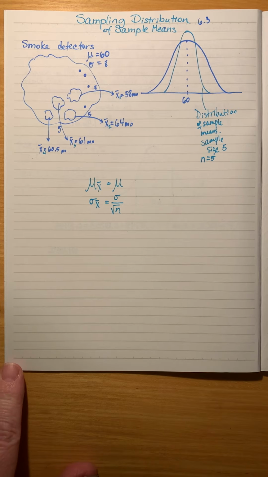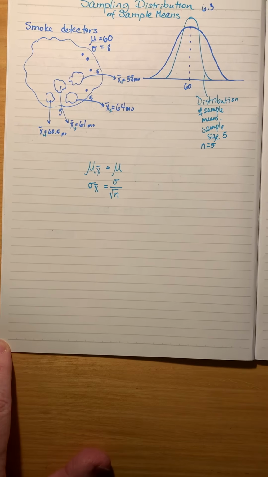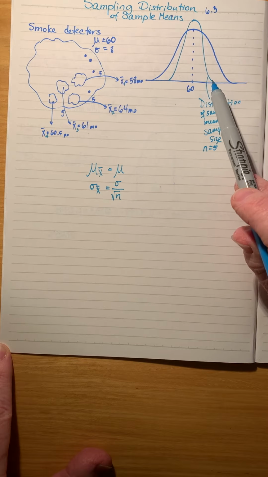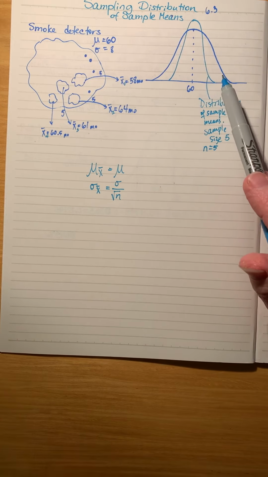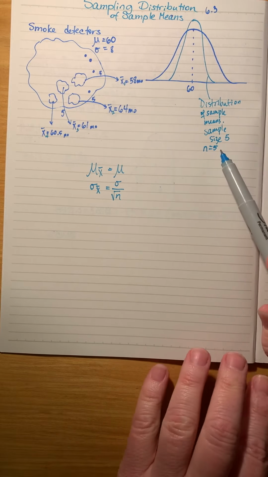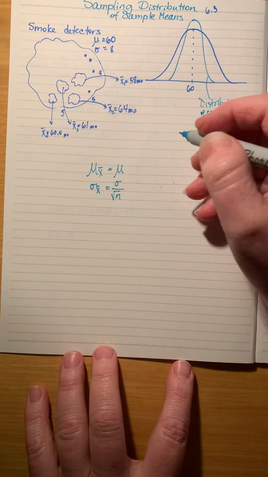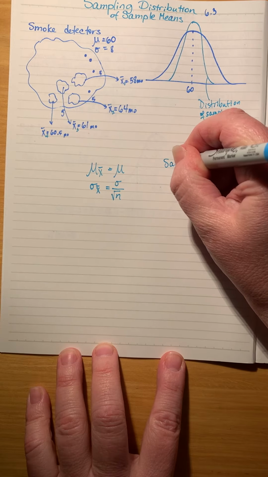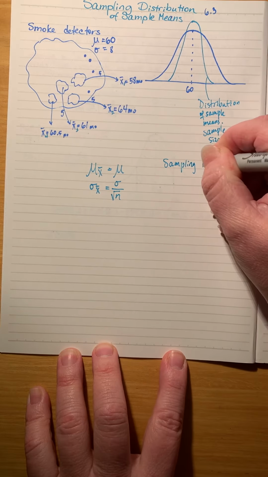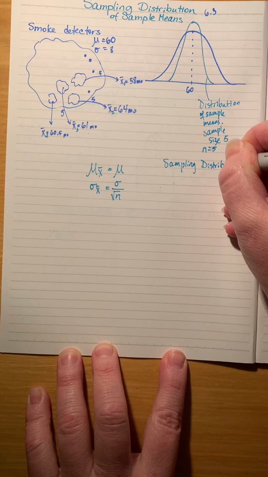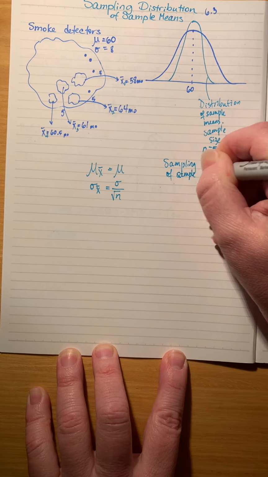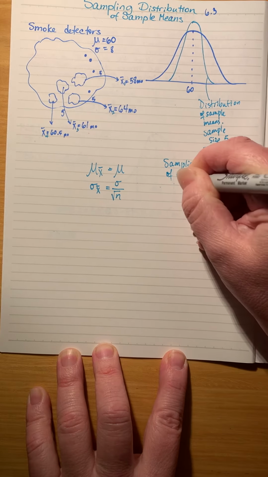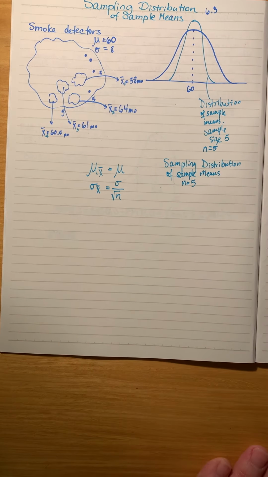Now let's look at the example that we've been working with, the smoke detectors. Let's see what the parameters are going to be, what the mean and the standard deviation, or the standard error, of these samples of 5 are going to be. So what is the sampling distribution of sample means of size n equals 5 going to look like?